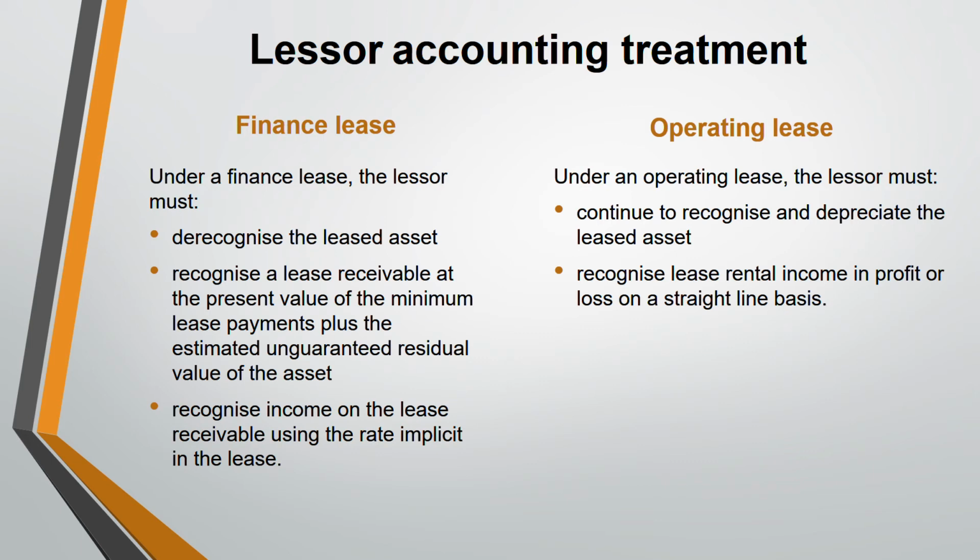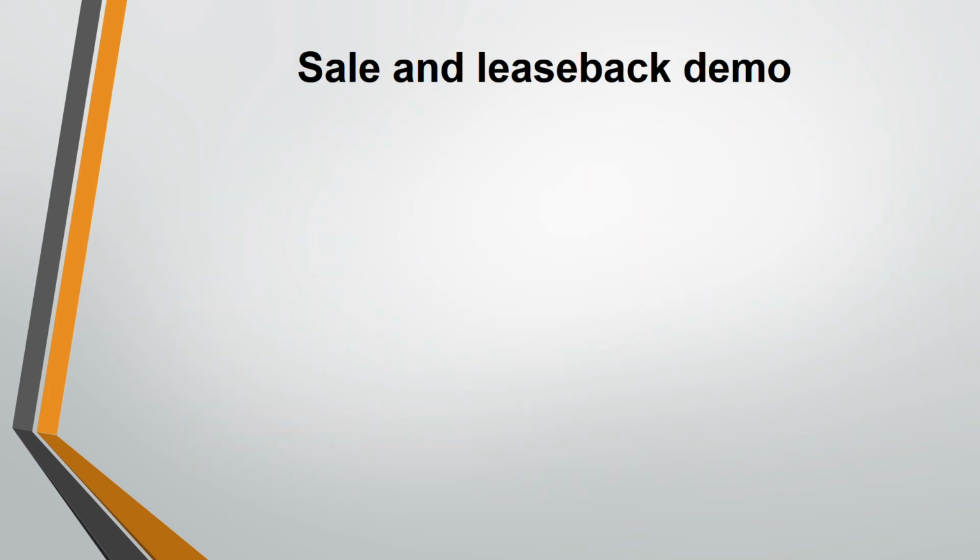For 5 years, if he's going to receive it over 5 years, he's going to recognize this lease rental income, right? Because for him, it's an income. The lessee is the one who is paying you. For you, you are a lessor now. So you are receiving this income under operating lease.